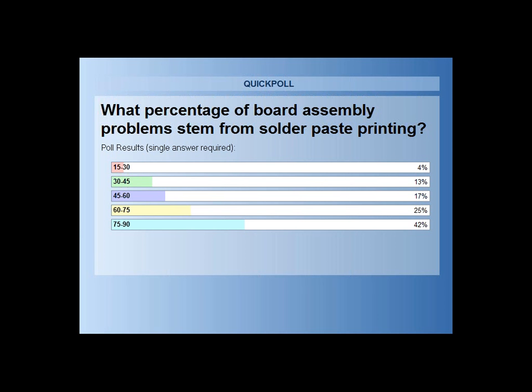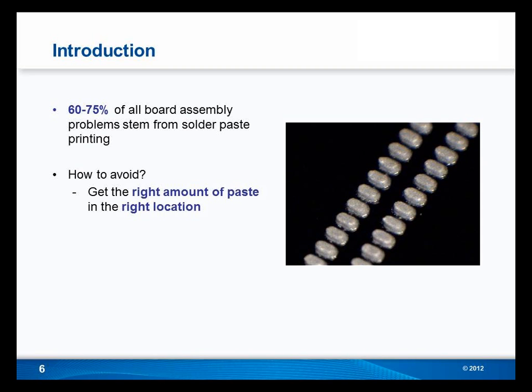Looks like you can see on your screen, the majority of the people selected 75 to 90%. Well, if you answered actually choice D, then you're correct. The most commonly reported number for board assembly problems stemming from solder paste printing is 60 to 75%. So let's say we know that we have this 60 to 75% of problems. Well, how do you not get them? The thing that you need more than anything else is a stencil that gives you the right amount of paste in the right location.